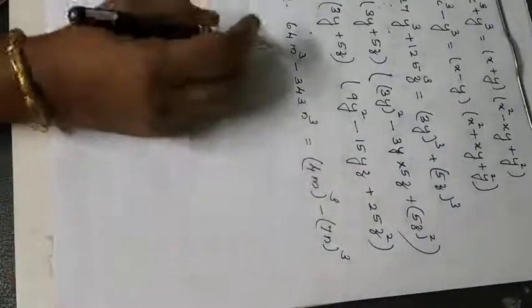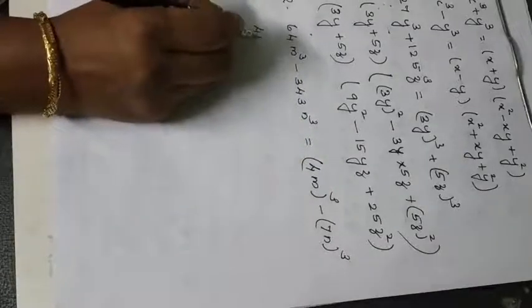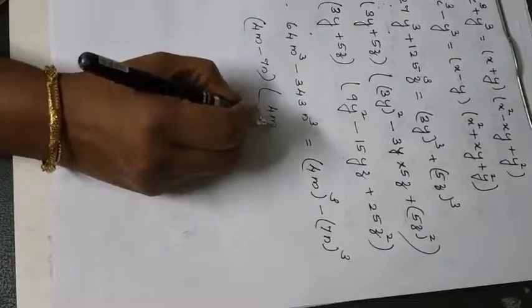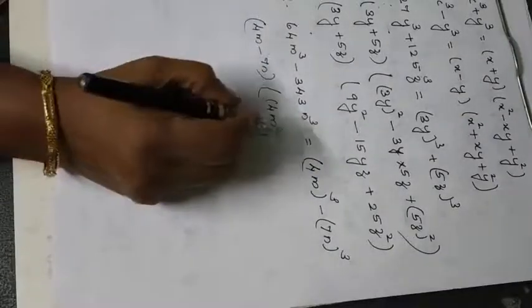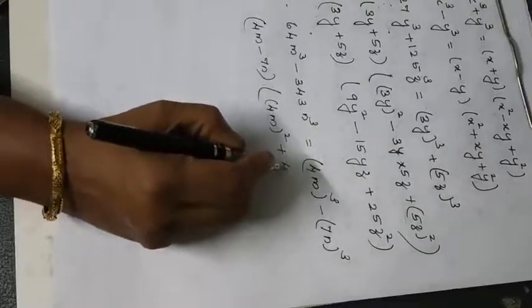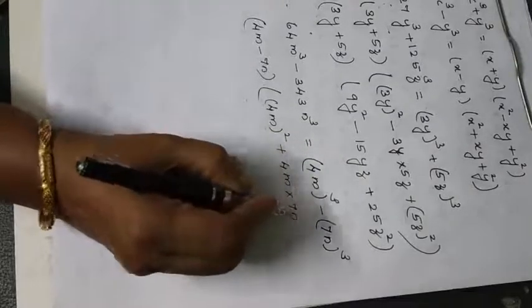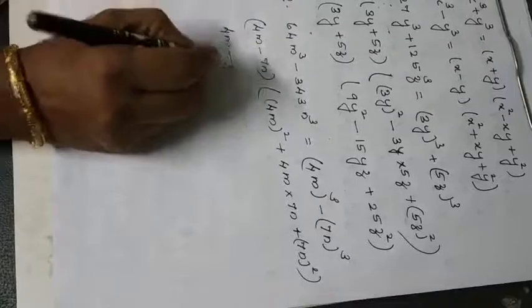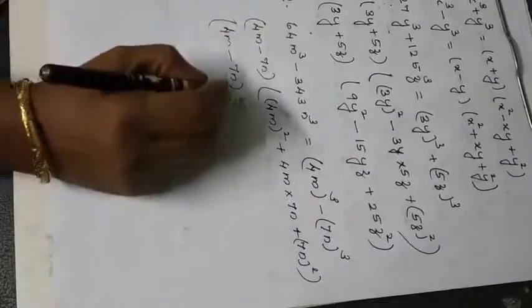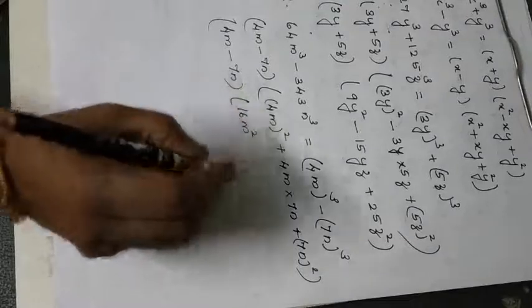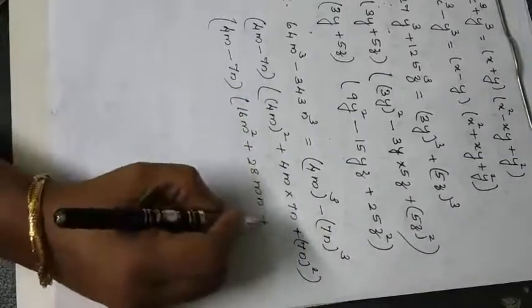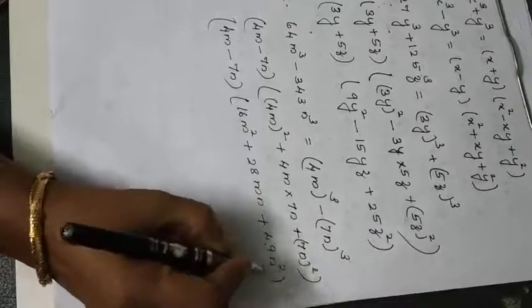Now what will come here? 4m minus 7n, then 4m square plus 4m into 7n plus 7n the whole square, that is equal to 4m minus 7n, 16m square plus 28mn plus 49n square.